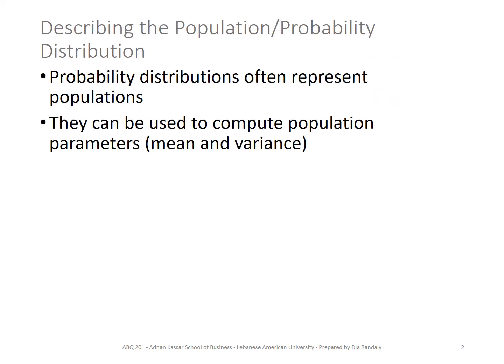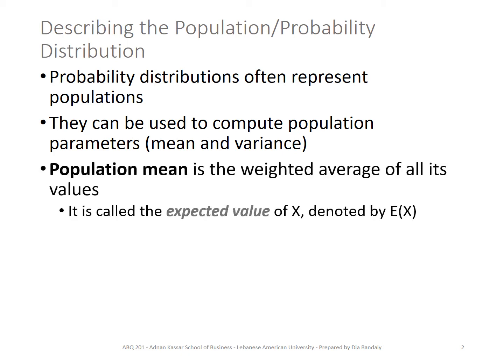Okay. So let's see how we can use a probability distribution to find parameters of the population, like the mean and the variance. First, the population mean, we can describe it as being the weighted average of all its values.